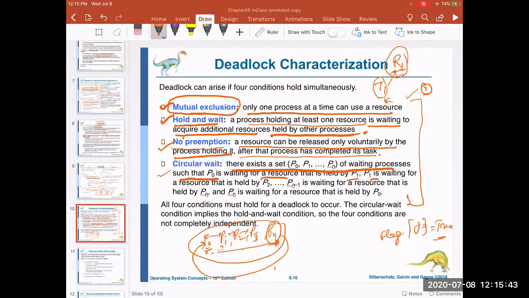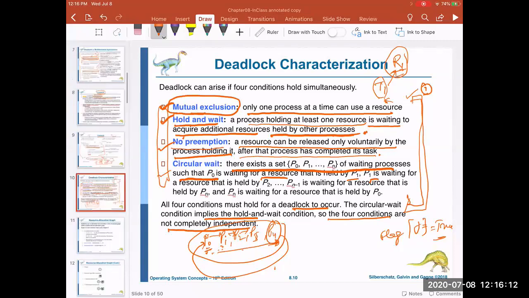We will come back to this particular section again. All four conditions must hold for a deadlock to occur, and the circular wait condition implies hold and wait. So all four conditions are not completely independent. These are somehow dependent conditions, so when all are happening together at the same time, then the deadlock would happen.